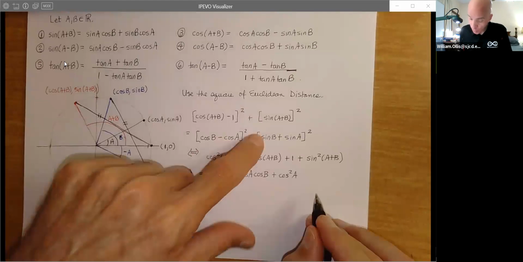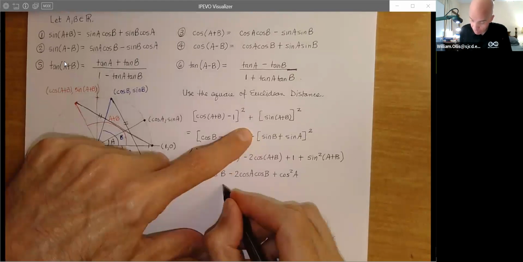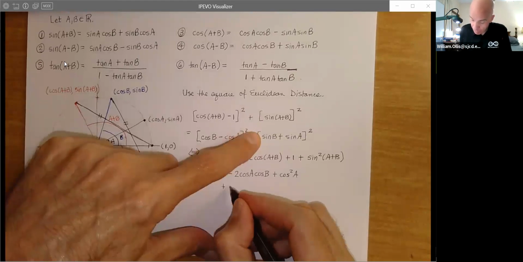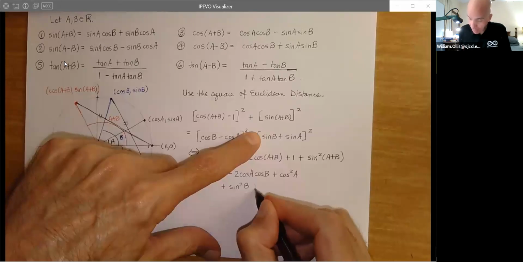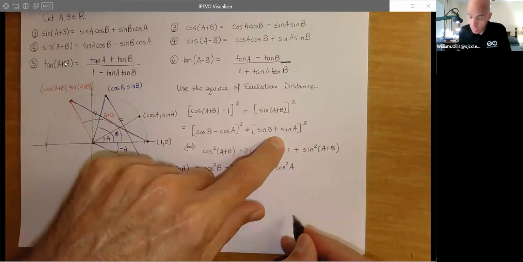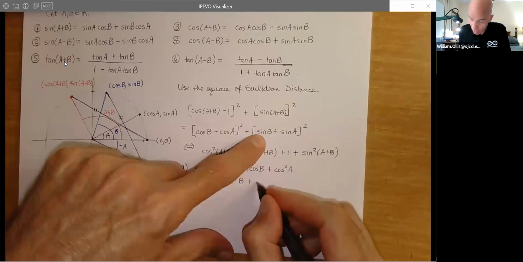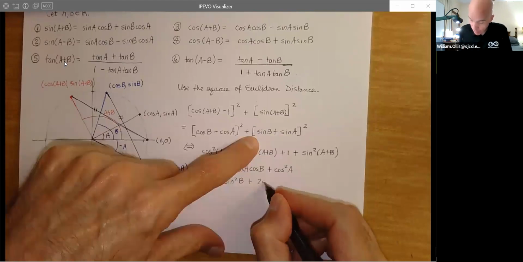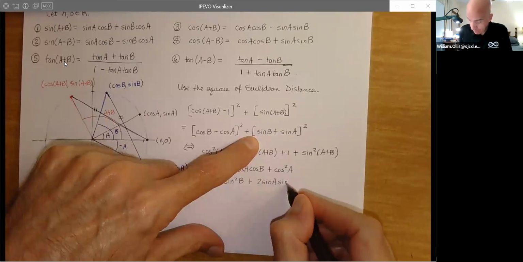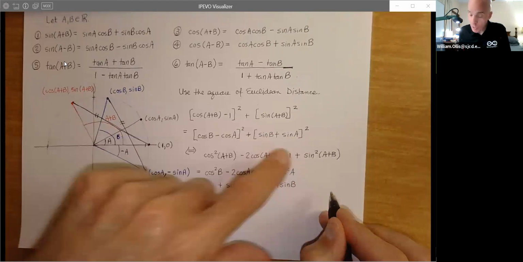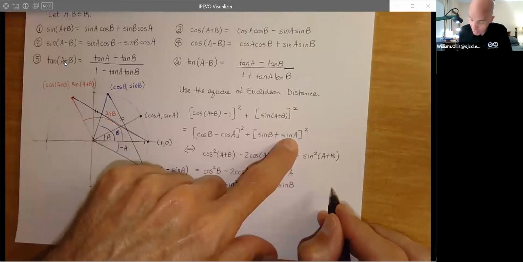And now for this term, we'll just go ahead and write it below. We get plus the square of the sine with the B argument. And now the product of these two times 2. So I'll write the A argument first. And then we square the sine A term to give us sine squared.